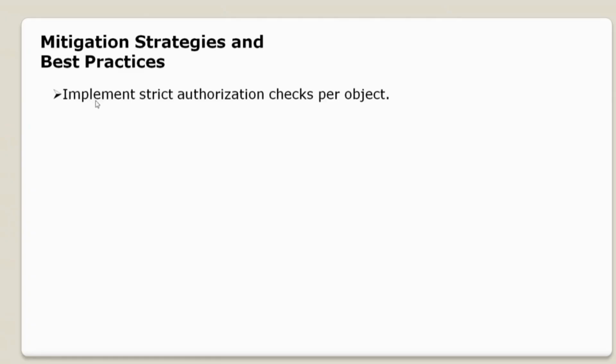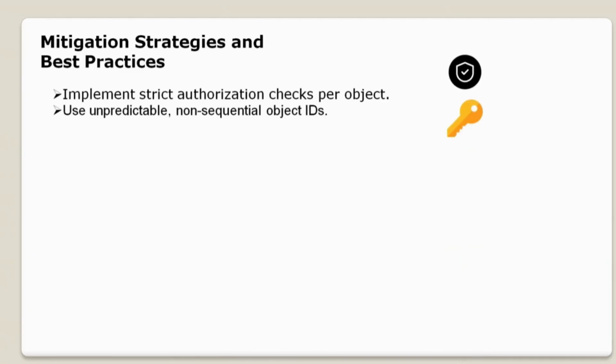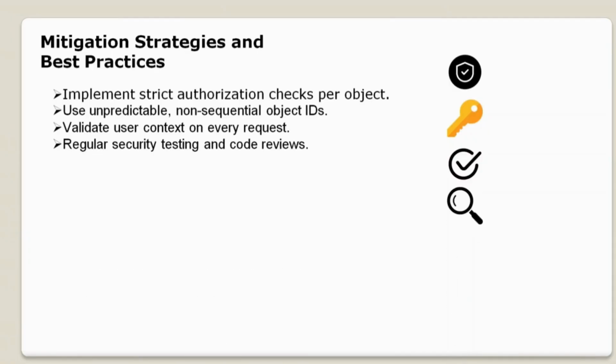What are the mitigation strategies and best practices to avoid BOLA? A BOLA attack can be avoided by implementing strict authorization checks per object, and we have to use unpredictable and non-sequential object IDs so that it will be difficult for an attacker to guess. Validate user context on every request. That means we should use two-factor or multi-factor authentication for good validity. And we have to regularly test security and review code.